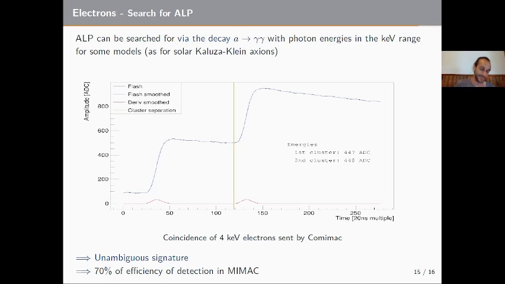And this plot is not a measurement of ALPs, but it is a measurement we performed with MIMAC by sending 4 keV electrons at a high rate in order to have 2 of them in the same time window. What you see in blue is a measurement of the integral of the charge versus time. And in blue you have 2 bumps of the same amplitude, which means the same energy. This is exactly what we expect to see if an axion decays in our detector. So it is a proof of concept that we could detect ALPs in the keV range. And by simulation, we have determined that our detection efficiency would be around 70%.